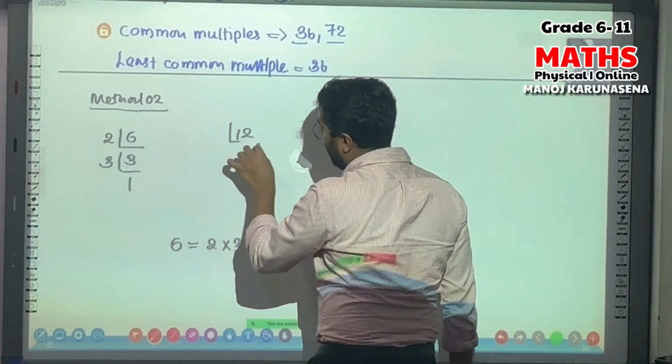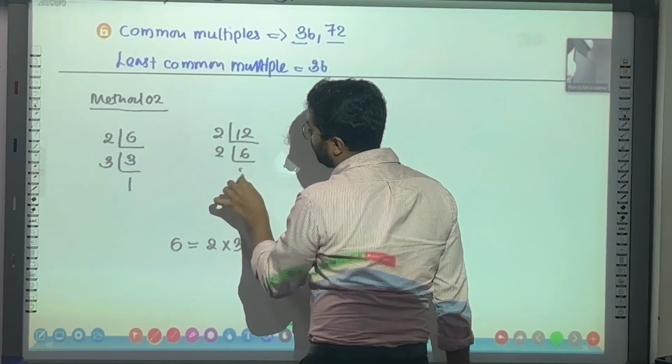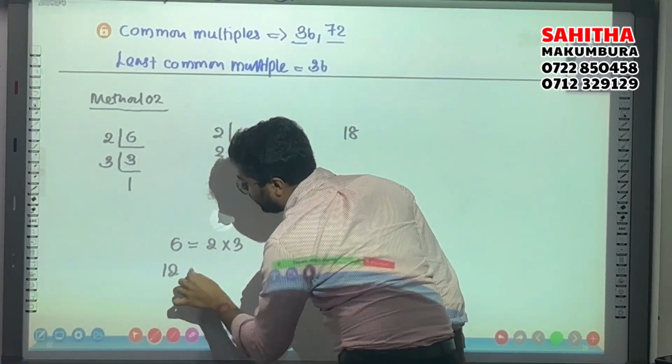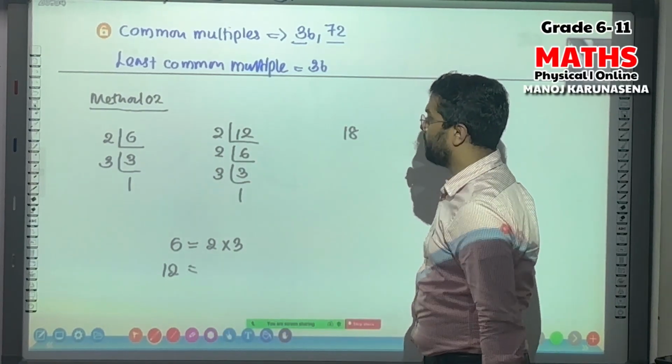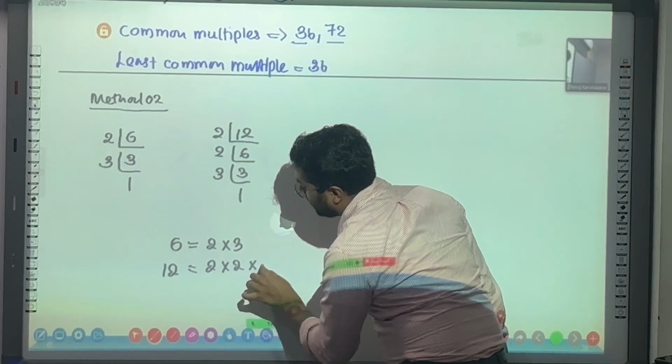So let's write 12 as a product of its prime factors. 12 divided by 2 is 6, 6 divided by 2 is 3, and 3 divided by 3 is 1. So 12 equals 2 times 2 times 3.